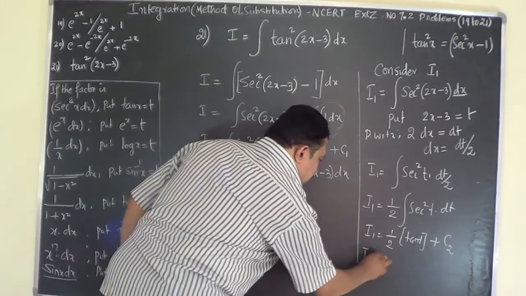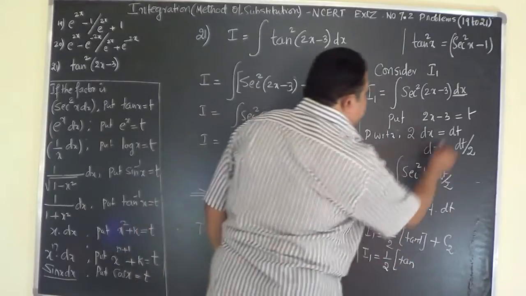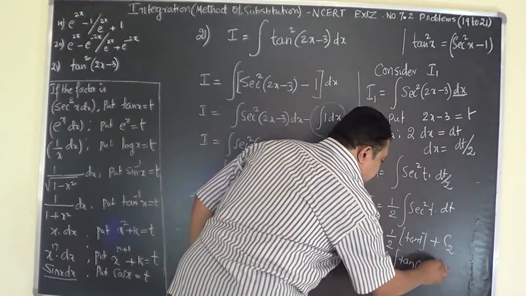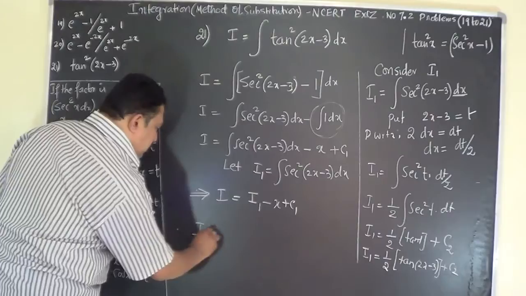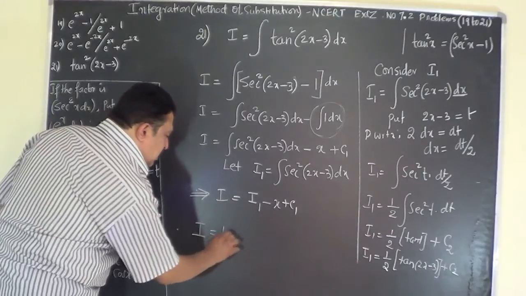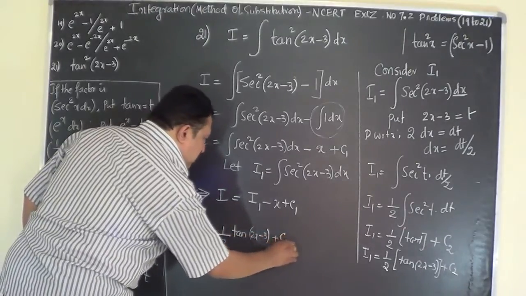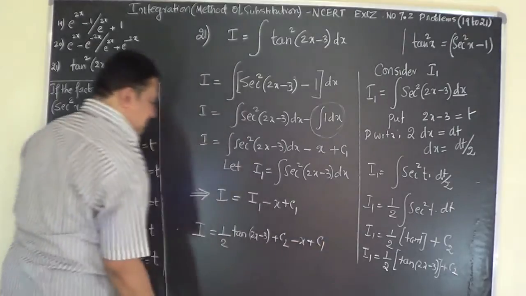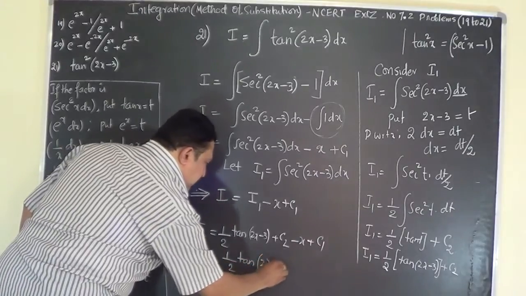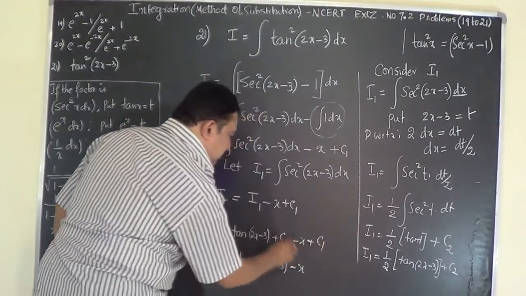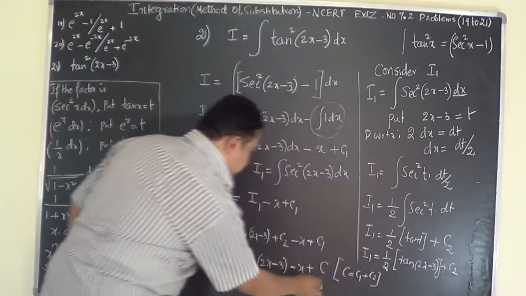Therefore, now write the final answer. I equals half of tan t, and what you had put for t is 2x minus 3, plus c2. So the final answer will be, for I1, half tan of 2x minus 3 plus c2, minus x plus c1. Or I equals half tan of 2x minus 3 minus x, and c1 plus c2 make it as one constant, where c is equal to c1 plus c2. This is the answer.